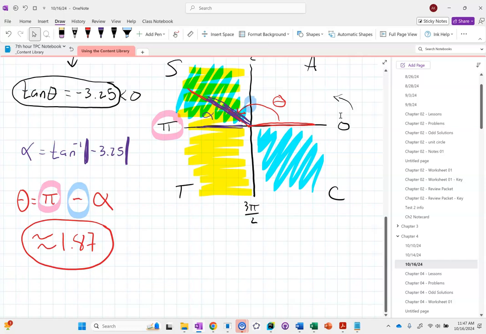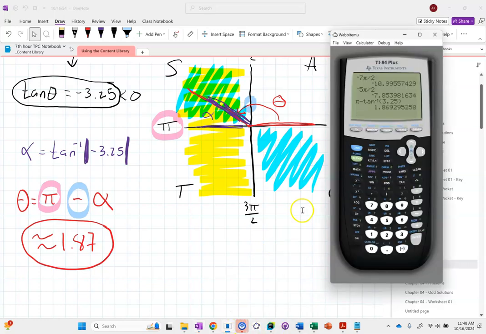It's what we call a reference angle. Doesn't really matter that you know that. I just call it alpha every time. Naya. So I typed into my calculator pi minus, and then tan inverse of the absolute value of negative 3.25.